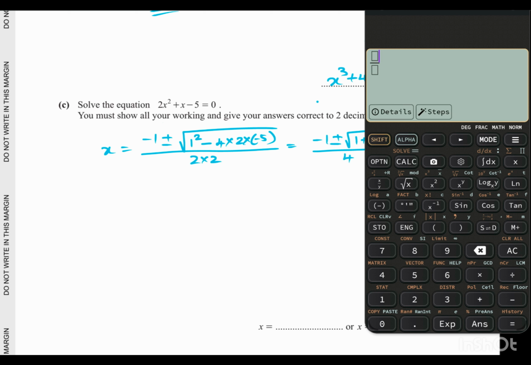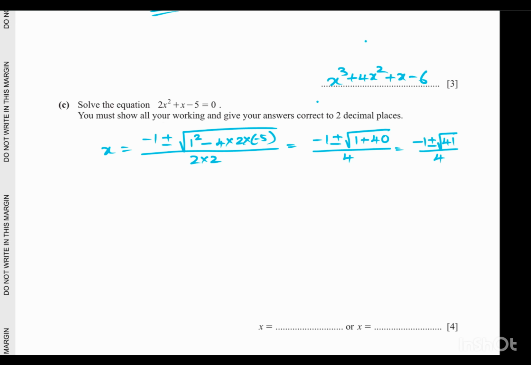So fraction button minus 1. I'll take first plus square root of 41 by 2 into 2 is 4. So we get 1.350. So it is 1.35, one answer.